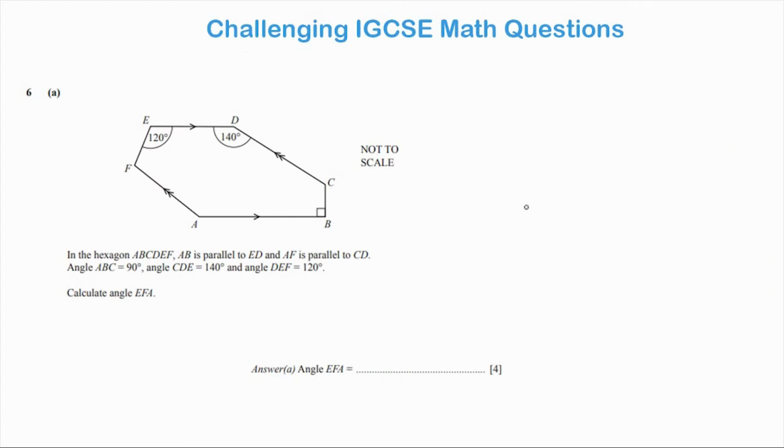Okay, so this is one of the harder questions. In the hexagon ABCDEF, AB is parallel to ED, and AF is parallel to CD. Angle ABC is 90, angle CDE is 140, and angle DEF is 120. So try to solve it yourself and watch to see the answer. They want the angle EFA, which is this angle right here.